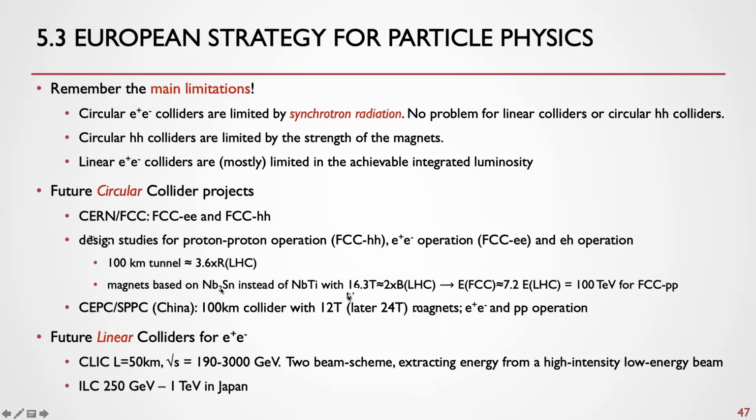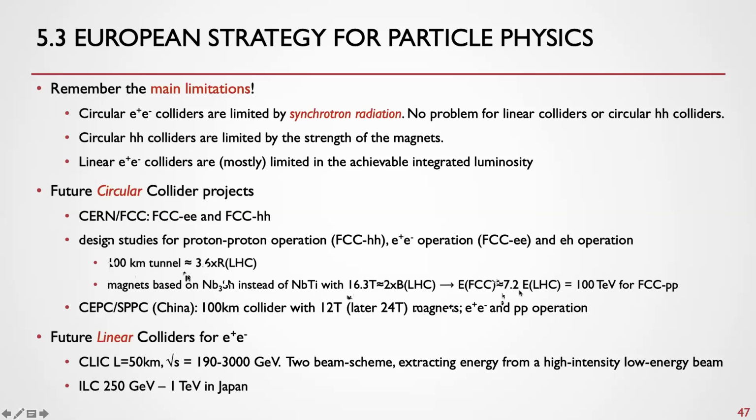Those would be based on niobium-tin instead of niobium-titanium. Currently, we have niobium-titanium. With niobium-tin, those magnets have not been built, but we hope to go to 16.3 Tesla. That's twice as strong as the LHC. With a 100-kilometer tunnel, we have 3.6 times the radius of the LHC. This together gives you a factor of 7.2 in energy.